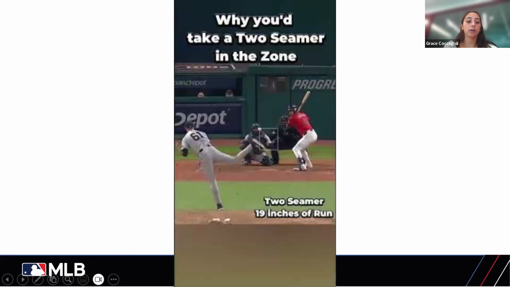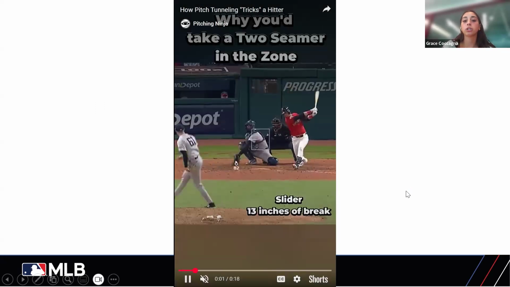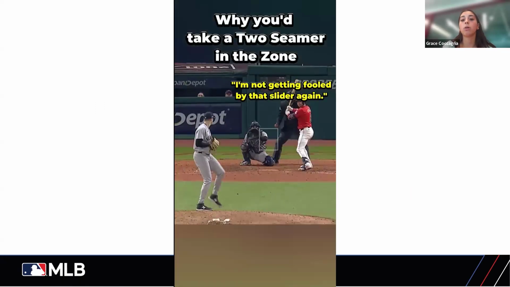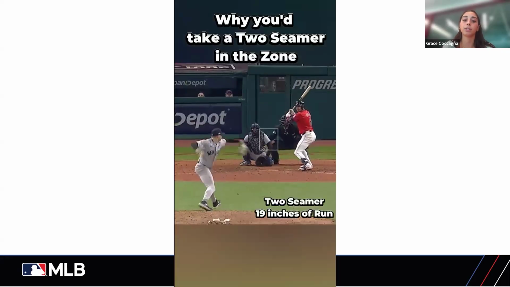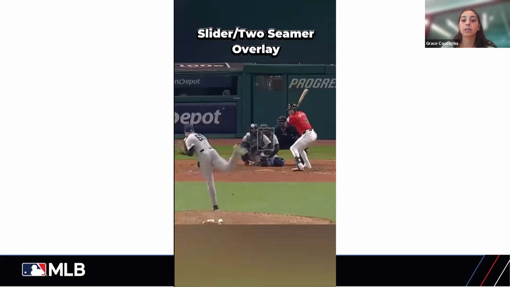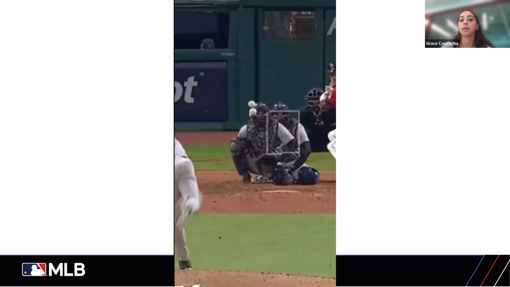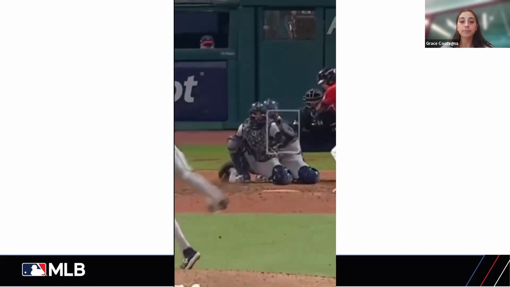Here is a good video clip describing what pitch tunneling can visually look like. We can see two consecutive pitches, and when they're lined up next to each other, you can see that they are diverging at that last minute, tricking the batter.